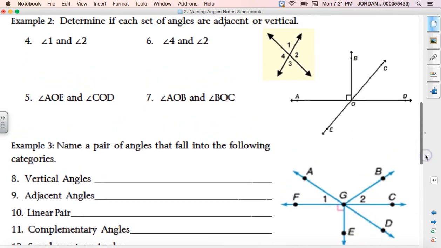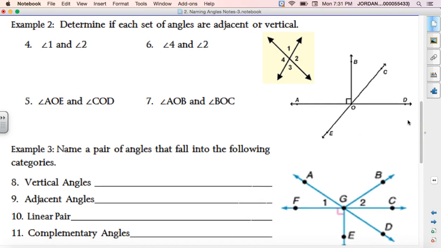So this says determine if each set of angles are adjacent or vertical. We've probably already talked about adjacent and vertical, but just a little refresher. Adjacent angles are angles that share a side. So 1 and 4 are adjacent because they share this side. 1 and 2 are adjacent, 2 and 3 are adjacent, 3 and 4 are adjacent because they all share a side. Vertical angles are the angles that do not share sides. So 1 and 3 would be vertical, and 2 and 4 would be vertical.